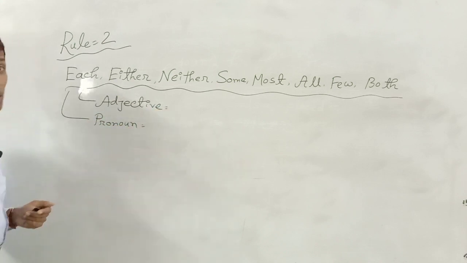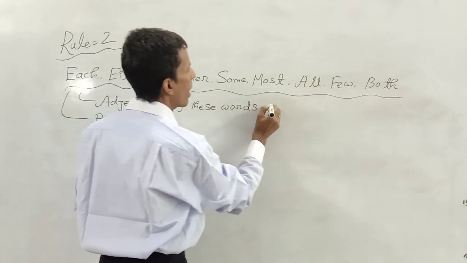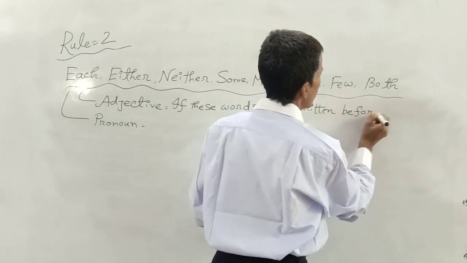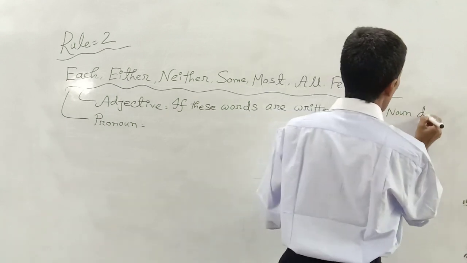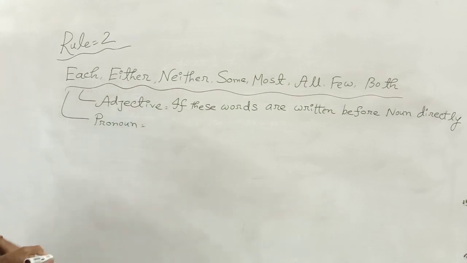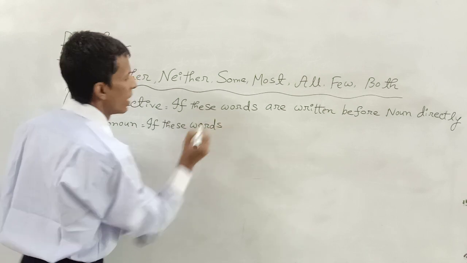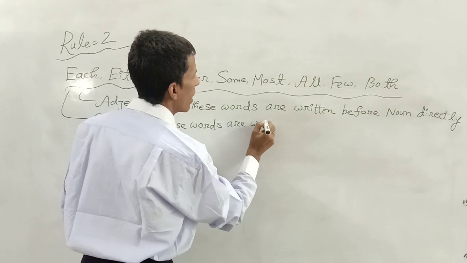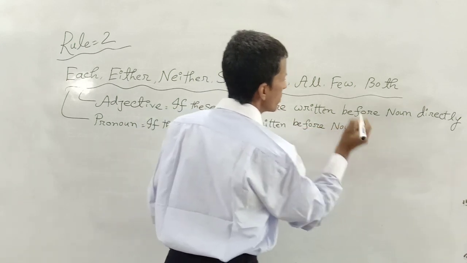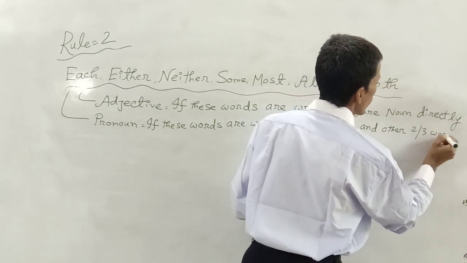So in what way can these words be called as adjective? If these words are written directly before noun, then all of these words will be called as adjective. But if these words are written before noun and other two or three words come in between, then they are pronouns.